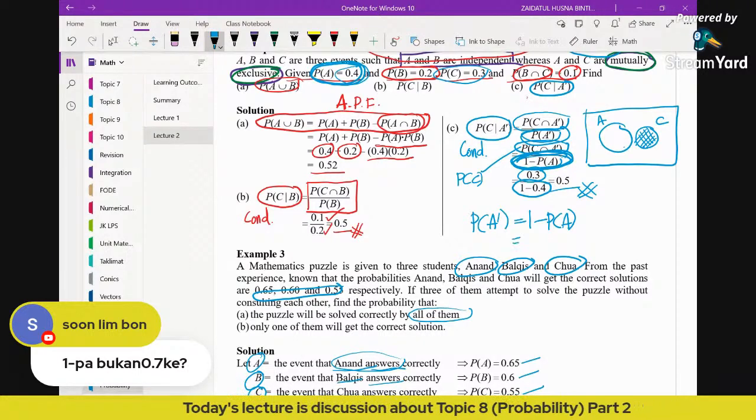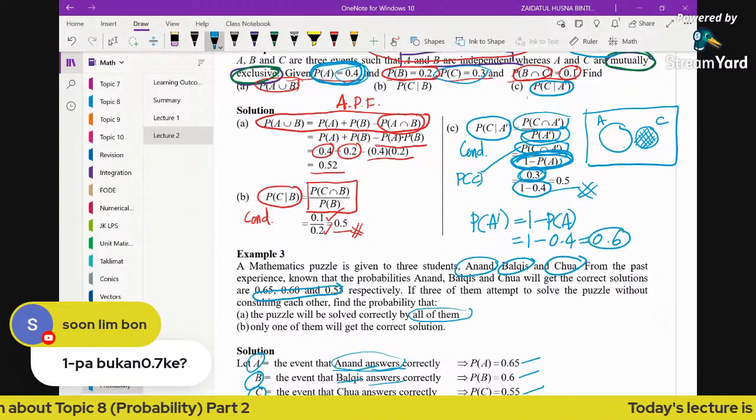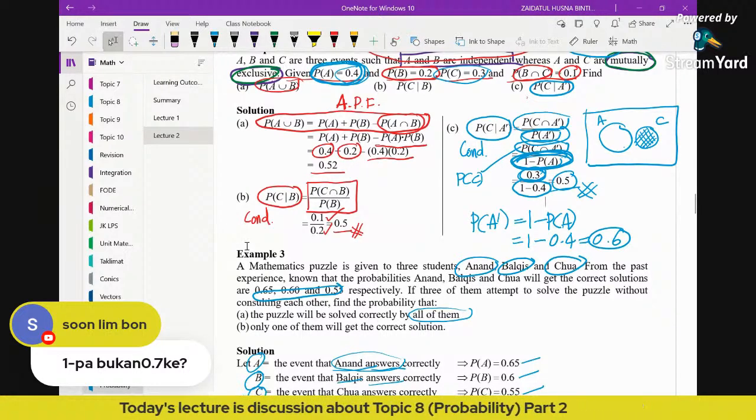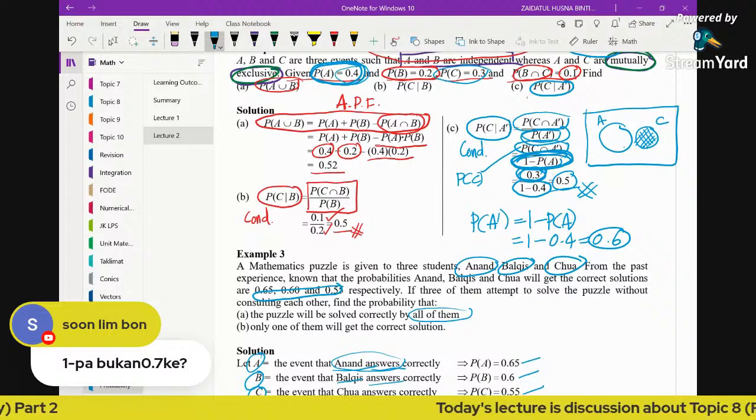Okay, because PA is 0.4. So 1 minus 0.4 will give you 0.6 here. So 0.3 divided by 0.6 will give you 0.5. Okay, I hope it answers your question, Bon. Okay, sebab PA adalah 0.4 bukan 0.3. 0.3 tu yang ke atas tadi. Ini PC, probability of C. Okay, ni yang PC, 0.3.